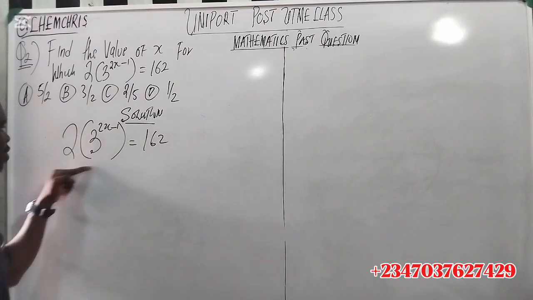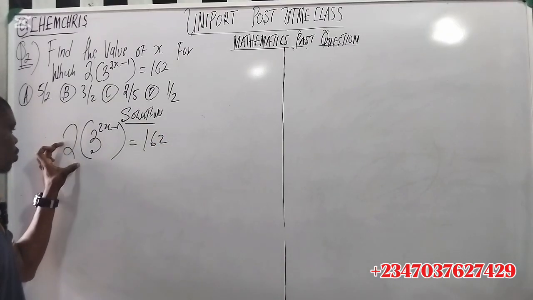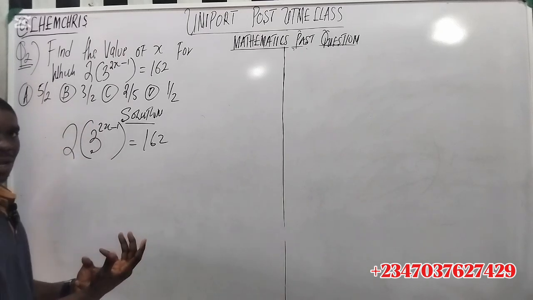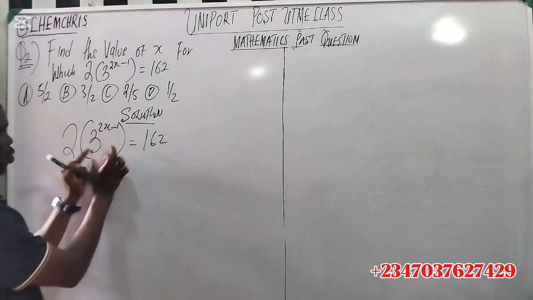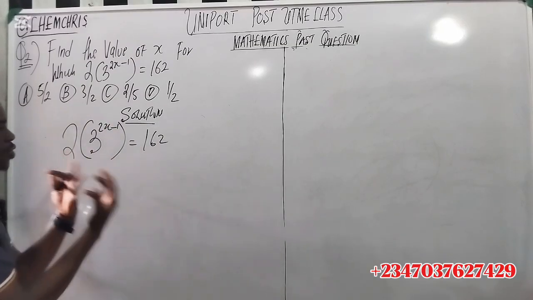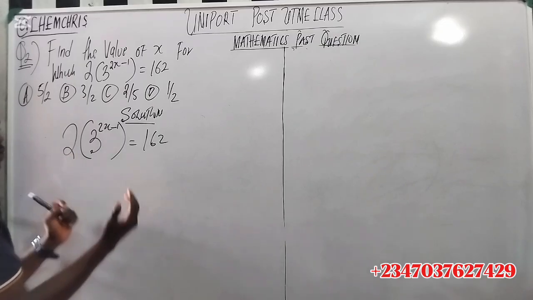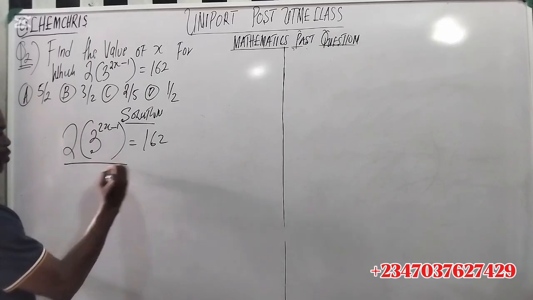The first thing to do here is to divide both sides by 2. You want to eliminate this 2 here, so divide both sides by 2. Do you know the reason why I divided both sides by 2? Because this one is 1, so you cannot do anything here. You cannot put the bracket because this one is slightly different from this other one here. So you divide both sides by 2.